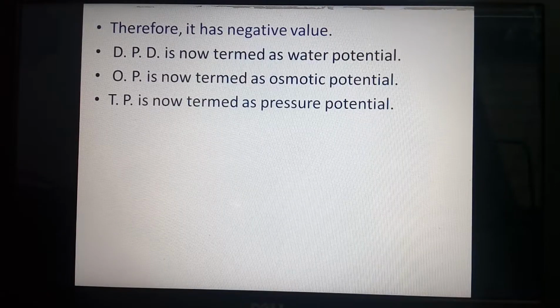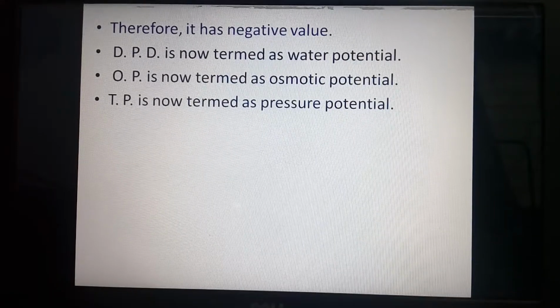It is due to the osmotic pressure, it is higher inside the cell cytoplasm compared to the external water. Turgor pressure is now termed as a pressure potential because when water enters inside the cell, it generates a water pressure which is also called turgor pressure. And turgor pressure is now termed as what? Pressure potential.